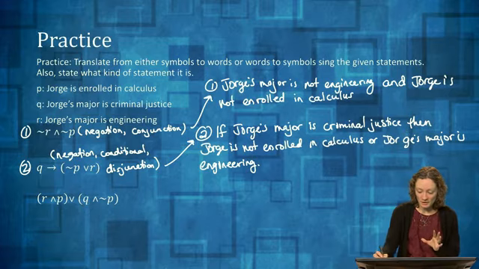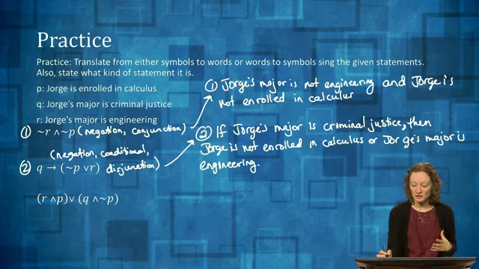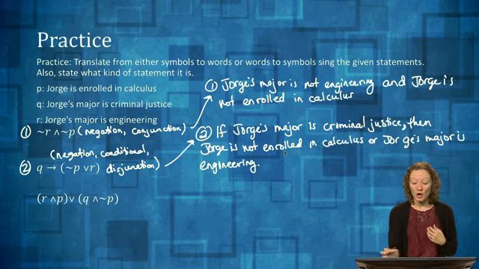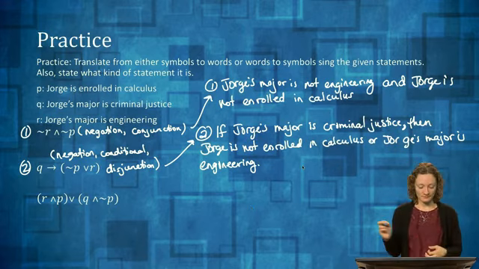Linguistically, I don't really care if you place it before or after, that's fine. If the mistake happens, I'm not concerned with that. I'm just concerned that there is a comma there to tell me, oh, everything that comes after this should be read in the same breath. So if George's major is criminal justice, then George is not enrolled in calculus, or George's major is engineering.